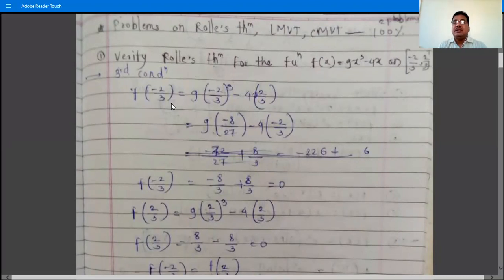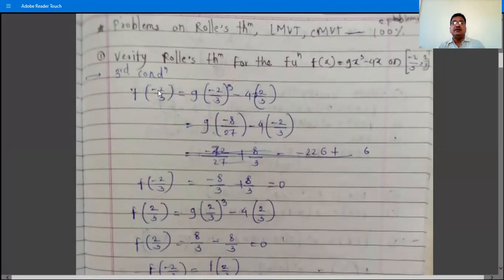The first condition is that the function is continuous on the closed interval. This function is continuous on the closed interval. Then the function f(x) is differentiable on the open interval. And the third condition is that the value at the first point is equal to the value at the second point. So we will check the third condition first, that is we find f(-2/3) and f(2/3).